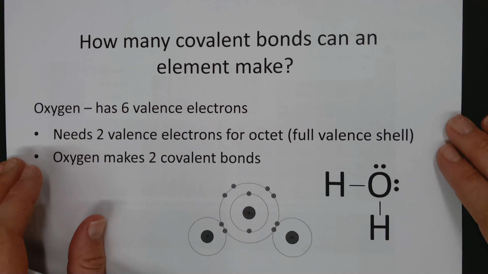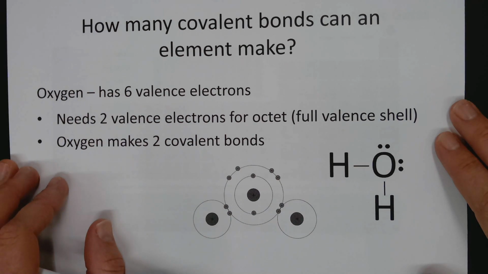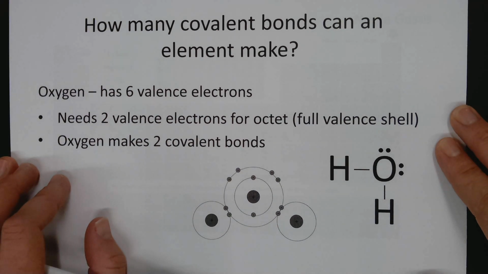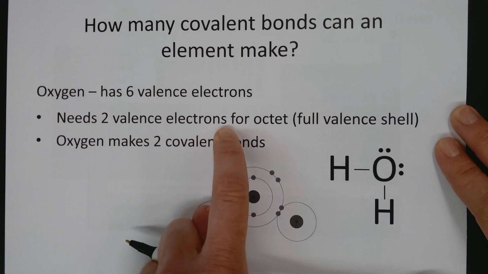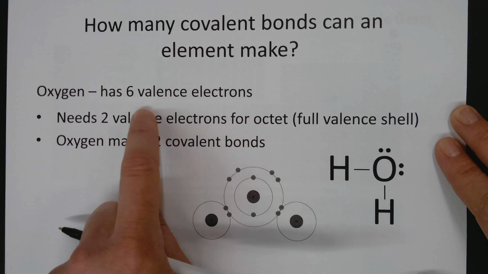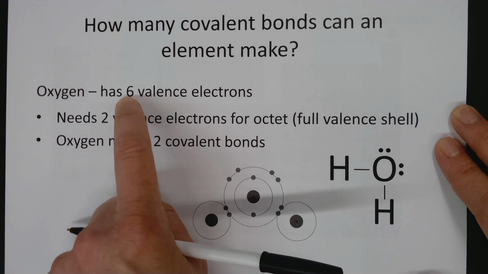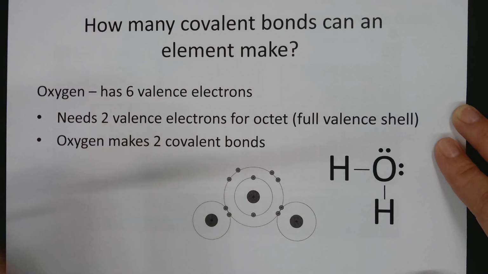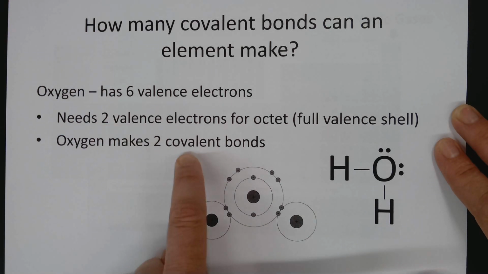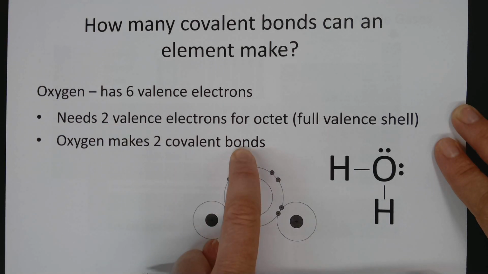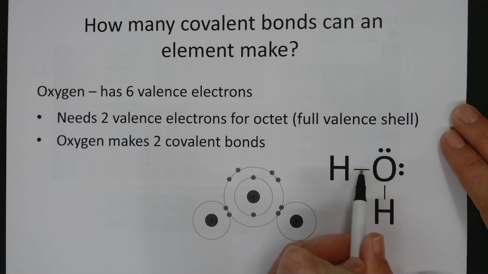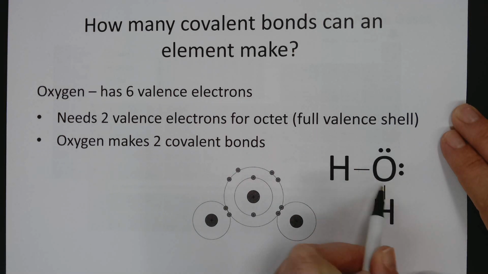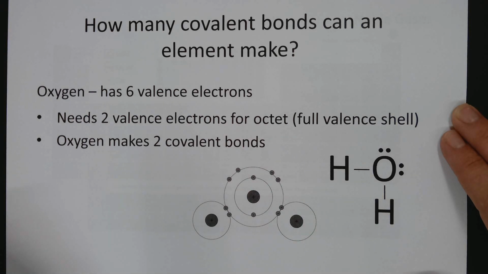Let's look at another example. Oxygen. Oxygen has 6 valence electrons. So it needs 2 valence electrons to form an octet. It has 6, it's looking for 8, so it needs to add 2 more. So that means that oxygen is going to make 2 covalent bonds. And that's what we saw with water. This oxygen is forming 2 covalent bonds with 2 different hydrogen atoms.